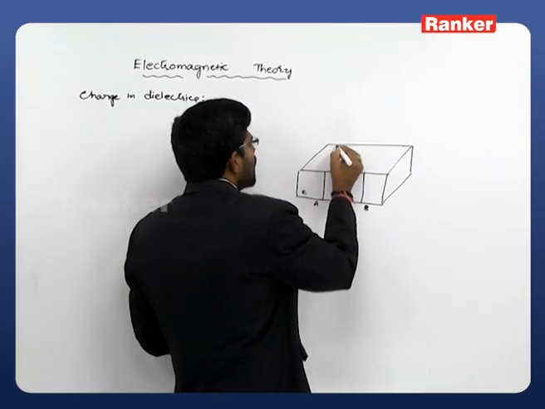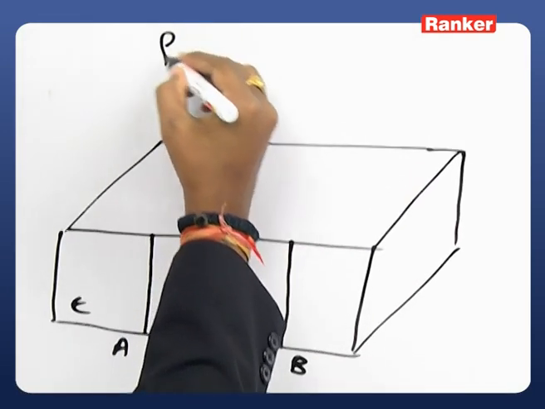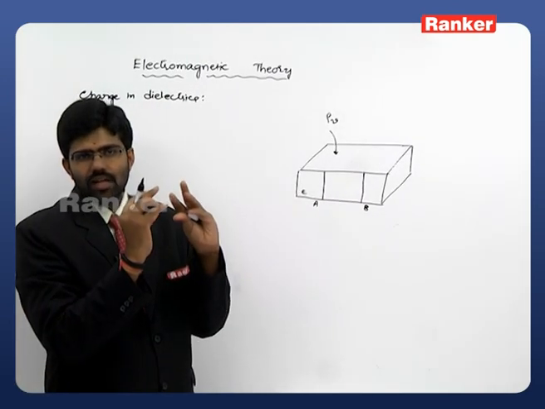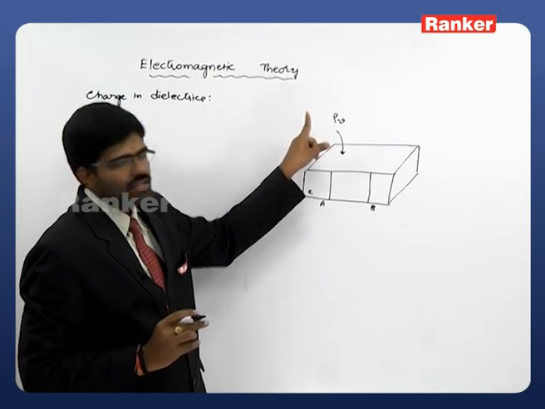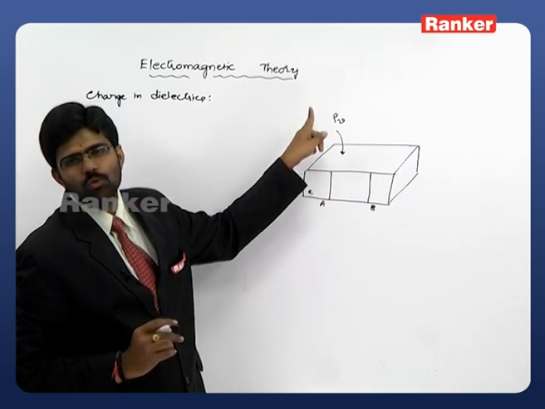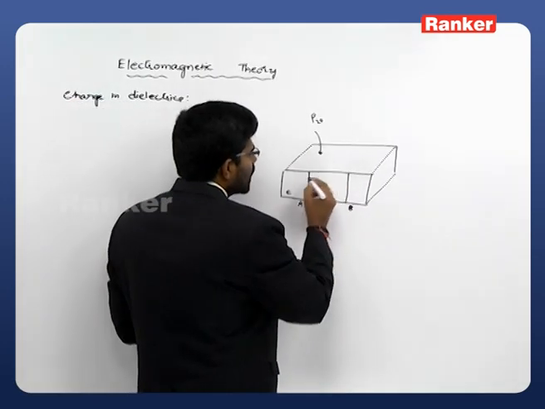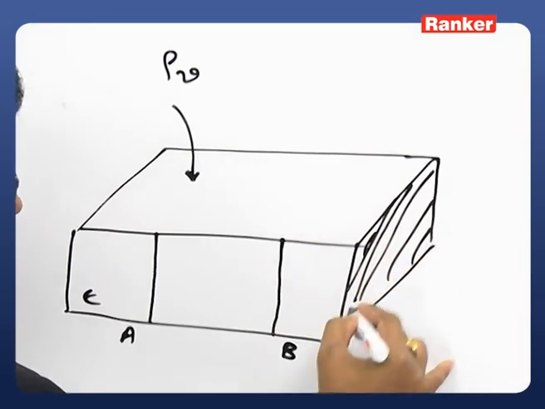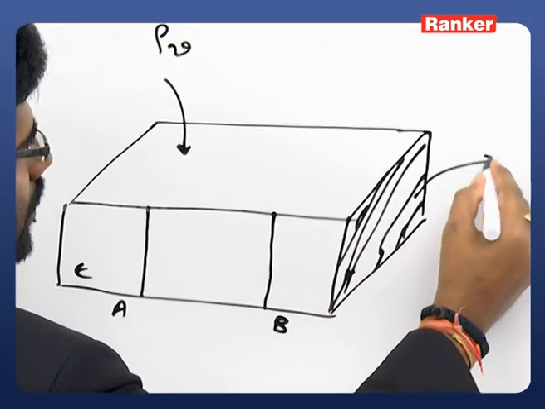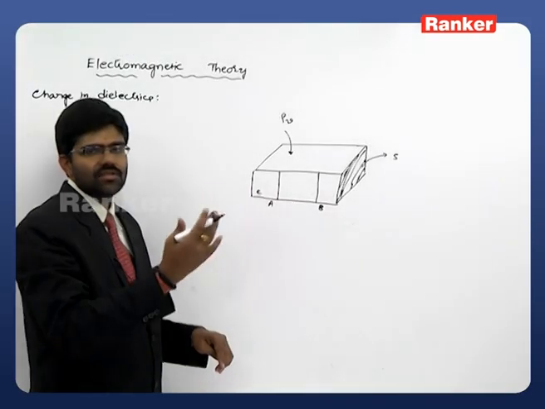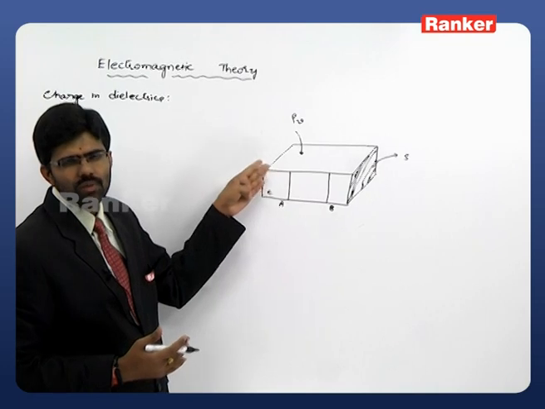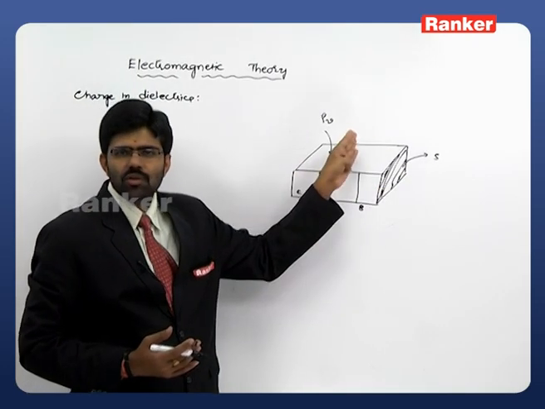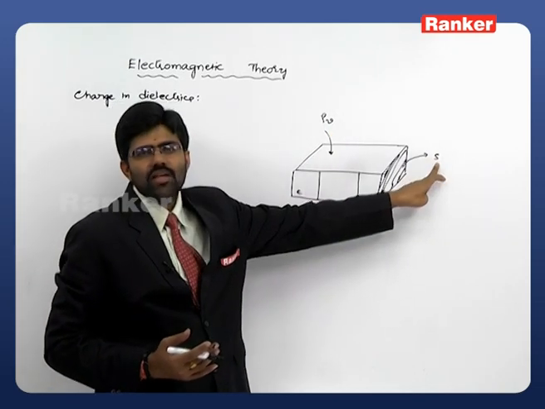Let us take the charge density inside this dielectric slab as rho v. Since we are considering a volume of the dielectric material, the charge density inside it is rho v, the volume charge density. And let us take the cross-sectional area of this slab as S. Wherever we take that cross-sectional area, at location A or at location B or at the end, I am simply taking it as S.